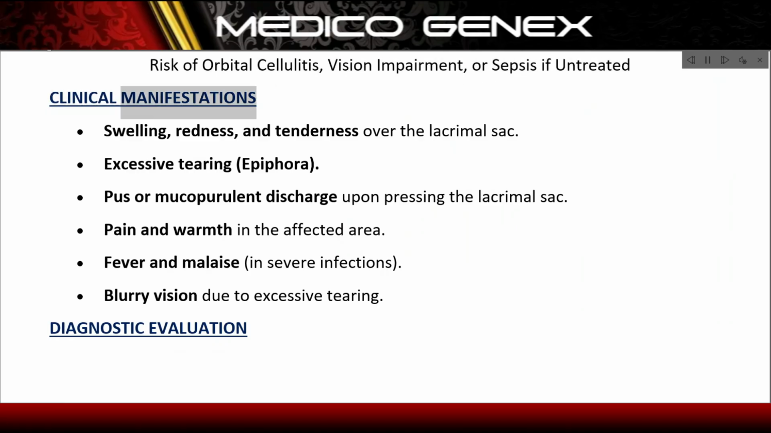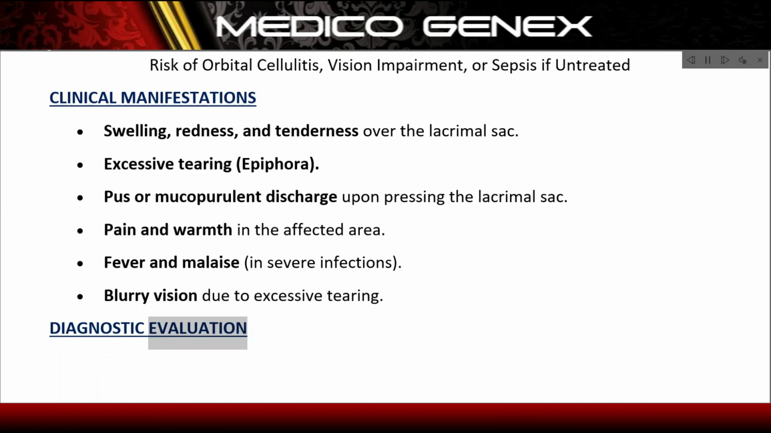Clinical manifestations. Swelling, redness, and tenderness over the lacrimal sac. Excessive tearing, epiphora. Pus or mucopurulent discharge upon pressing the lacrimal sac. Pain and warmth in the affected area. Fever and malaise, in severe infections. Blurry vision due to excessive tearing.